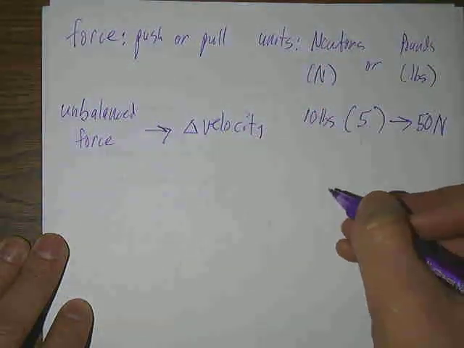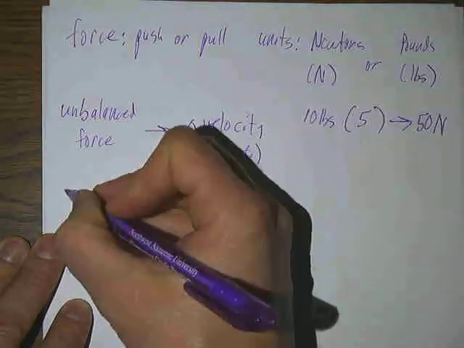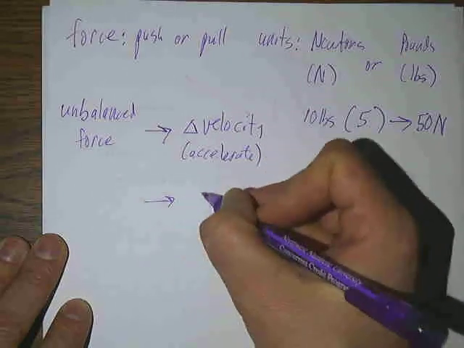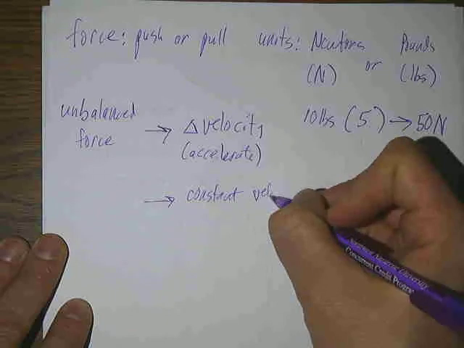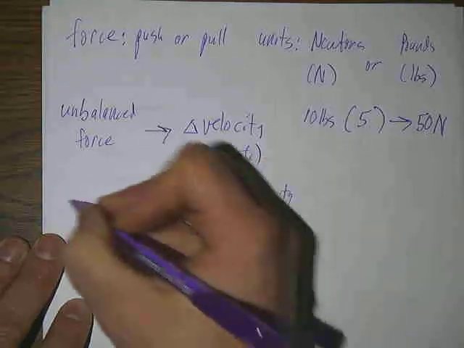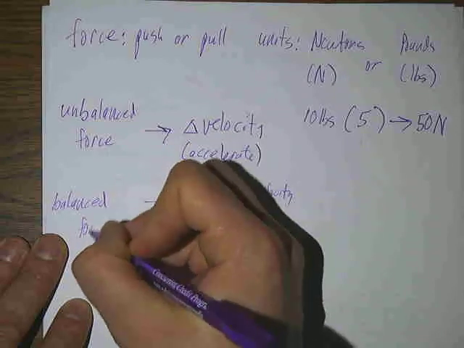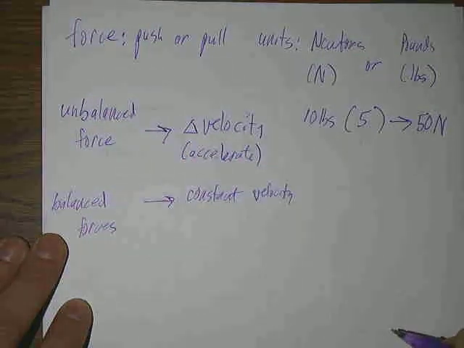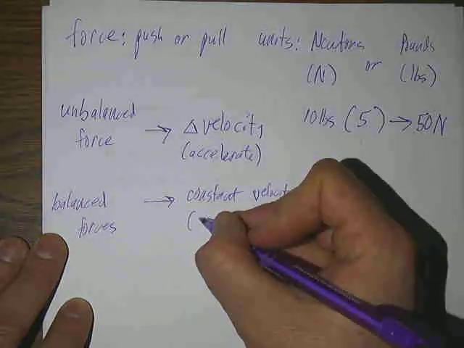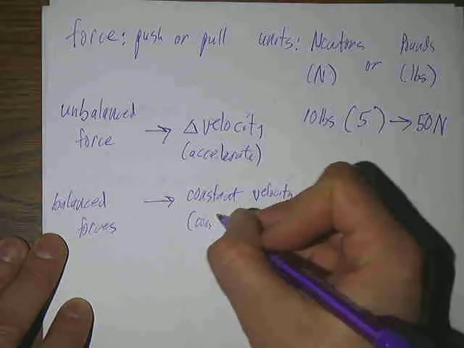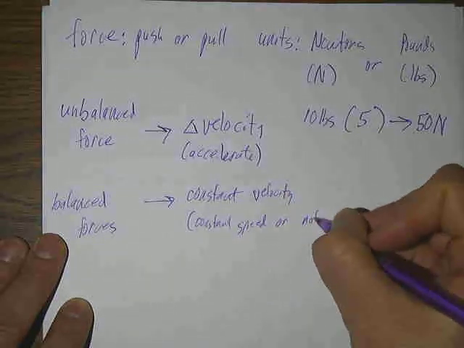And we realized from that that if there's an unbalanced force, that it's going to make the filing cabinet or the object change its velocity. Or we could say it'll make it accelerate. And we said if you want it to go at a constant velocity and not change, then the key was to have balanced forces. And if the forces were all balanced, then it would move at a constant velocity.